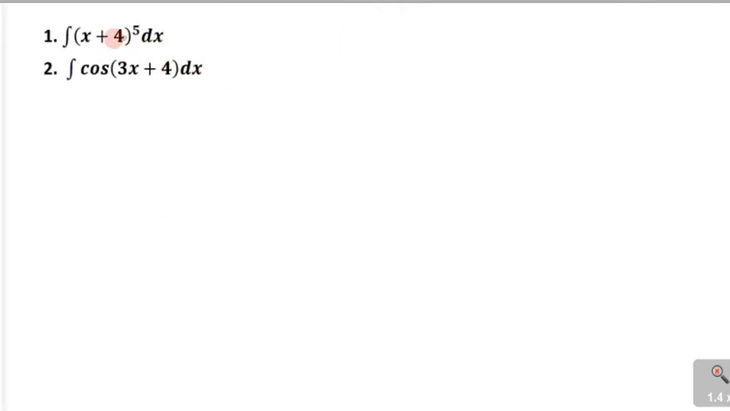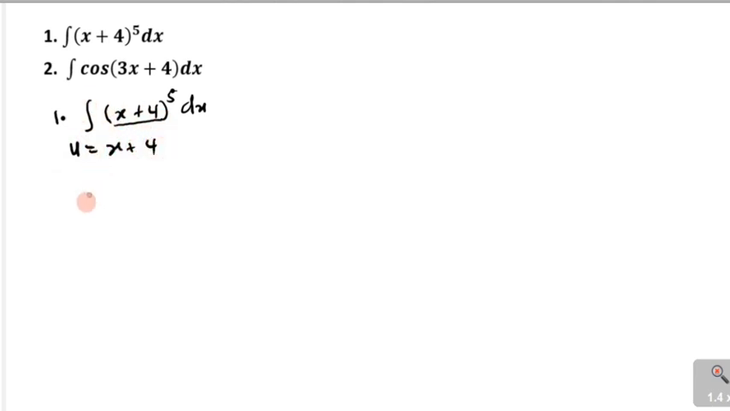So I have a question 1 and 2 here. Question 1 says the integral of x plus 4 raised to power 5 dx. So we are using integration by substitution. So I'll start with the first part, question 1. I have the integral of x plus 4 raised to power 5 dx. What I'll simply do is use the u substitution. So I'm going to say u is equal to what is inside the bracket, x plus 4.